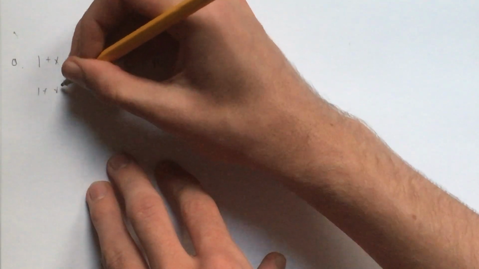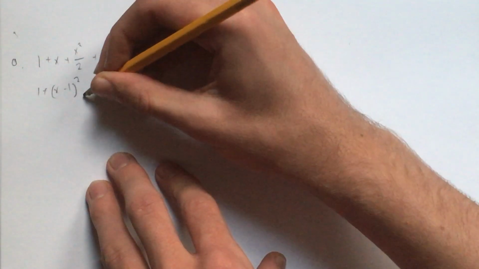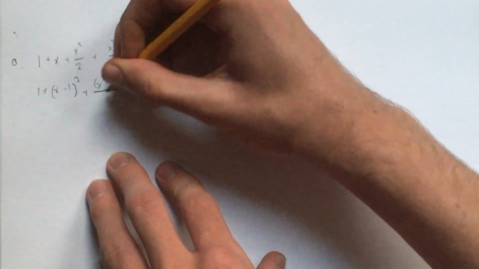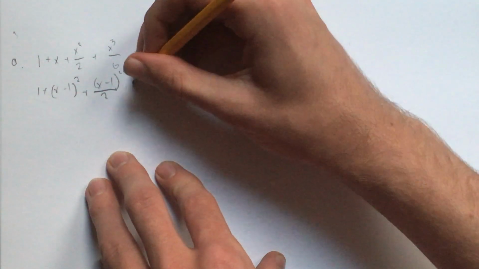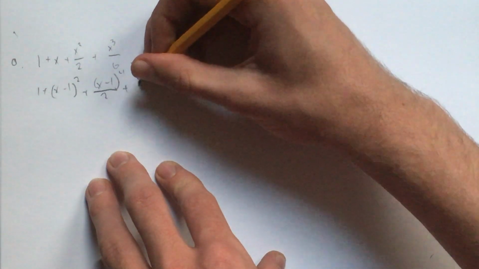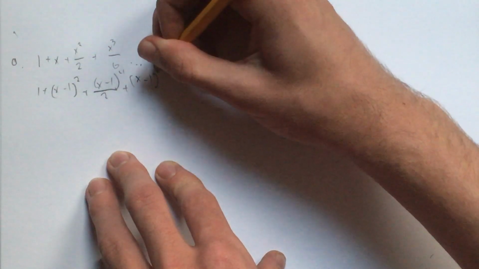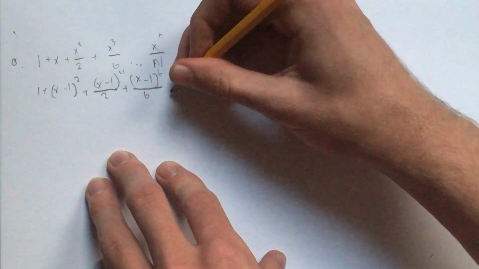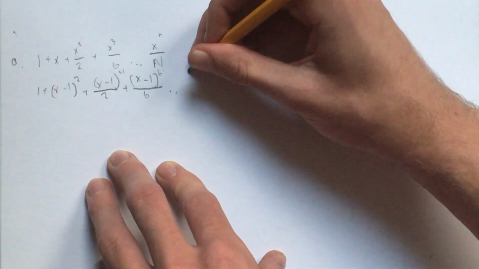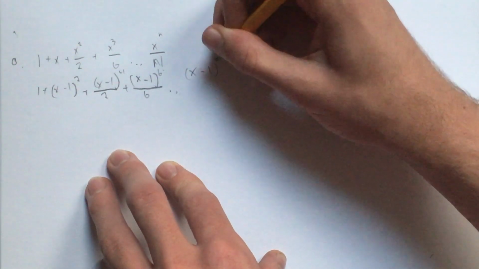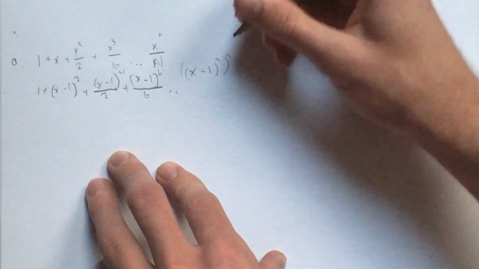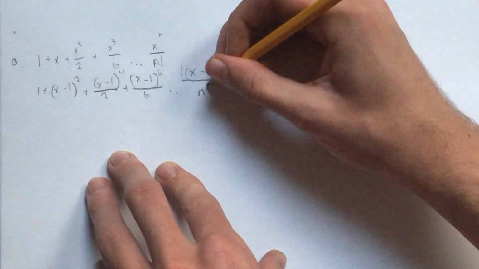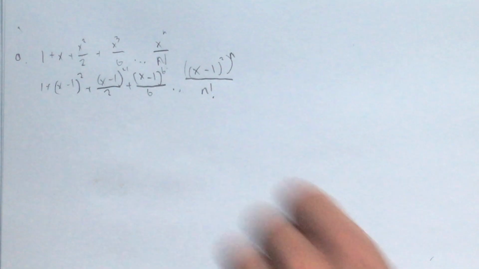So then we get 1 plus x minus 1 squared plus x minus 1 to the fourth over 2 plus x minus 1 to the sixth over 6, and then we get the general term x minus 1 squared, all of that to the nth. It can alternatively be written as x minus 1 to the 2n, all of that over n factorial. And then that's our answer.